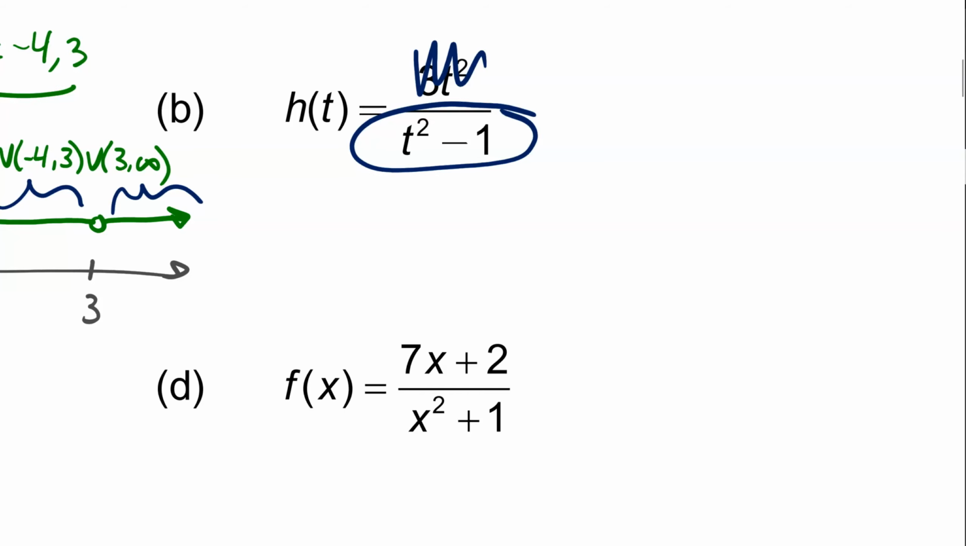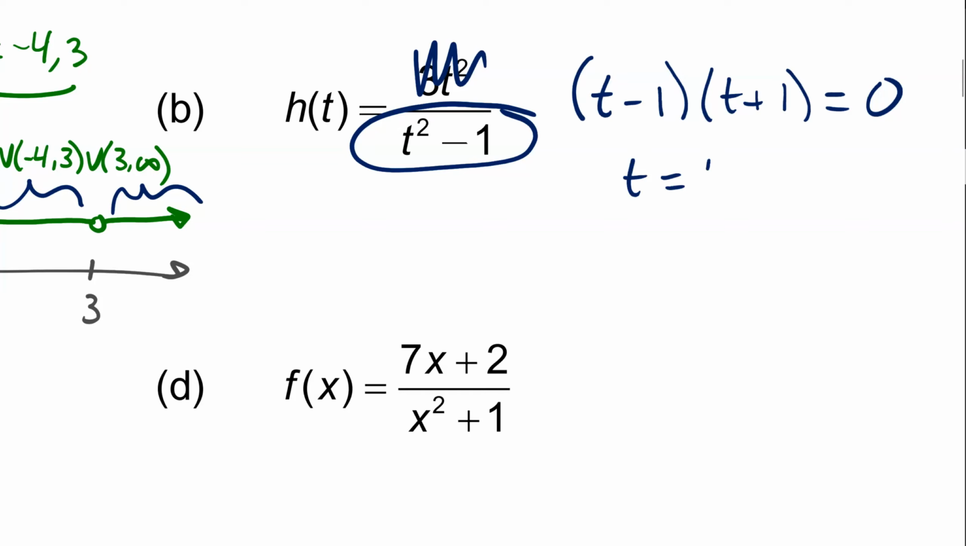Can I factor t squared minus 1? It is a difference of squares. How do I factor a difference of squares? t plus 1, t minus 1. Okay, is that equal to 0? And the 2 places where the bottom of my fraction will be 0 are 1 and 0. I was just kidding, 1 and -1.